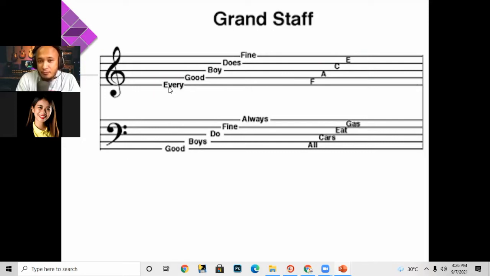So take note, the first line of the G clef is letter E. But the first line for the F clef is letter G. So take note, the reading of the treble clef and the bass clef are different. So don't get confused. Before you answer, look at the clef symbol. Don't answer without thinking or without looking at the clef symbol. Maybe it's different. Your answer here is G because here, good, and the question is in a G clef or treble clef. So take note of that.